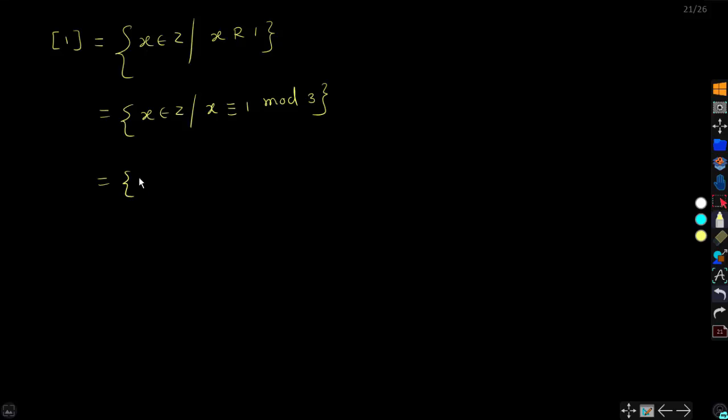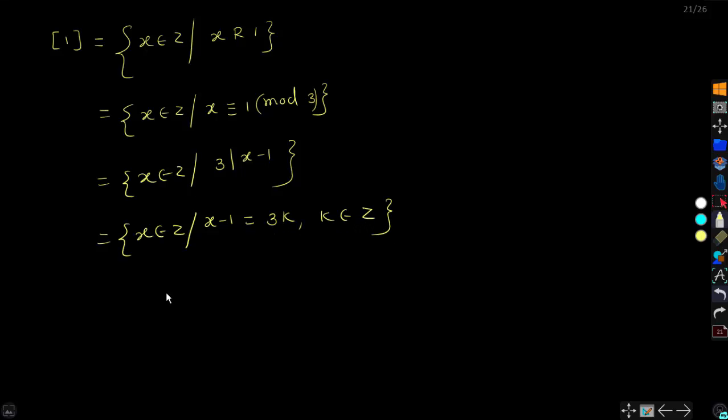So this can be written as all x belongs to Z such that 3 divides x minus 1. So x is congruent to 1 modulo 3 means what? 3 divides x minus 1. This means x minus 1 is a multiple of 3, 3k for some k belongs to Z. So all x belongs to Z such that x is equal to 1 plus 3k, k belongs to Z.